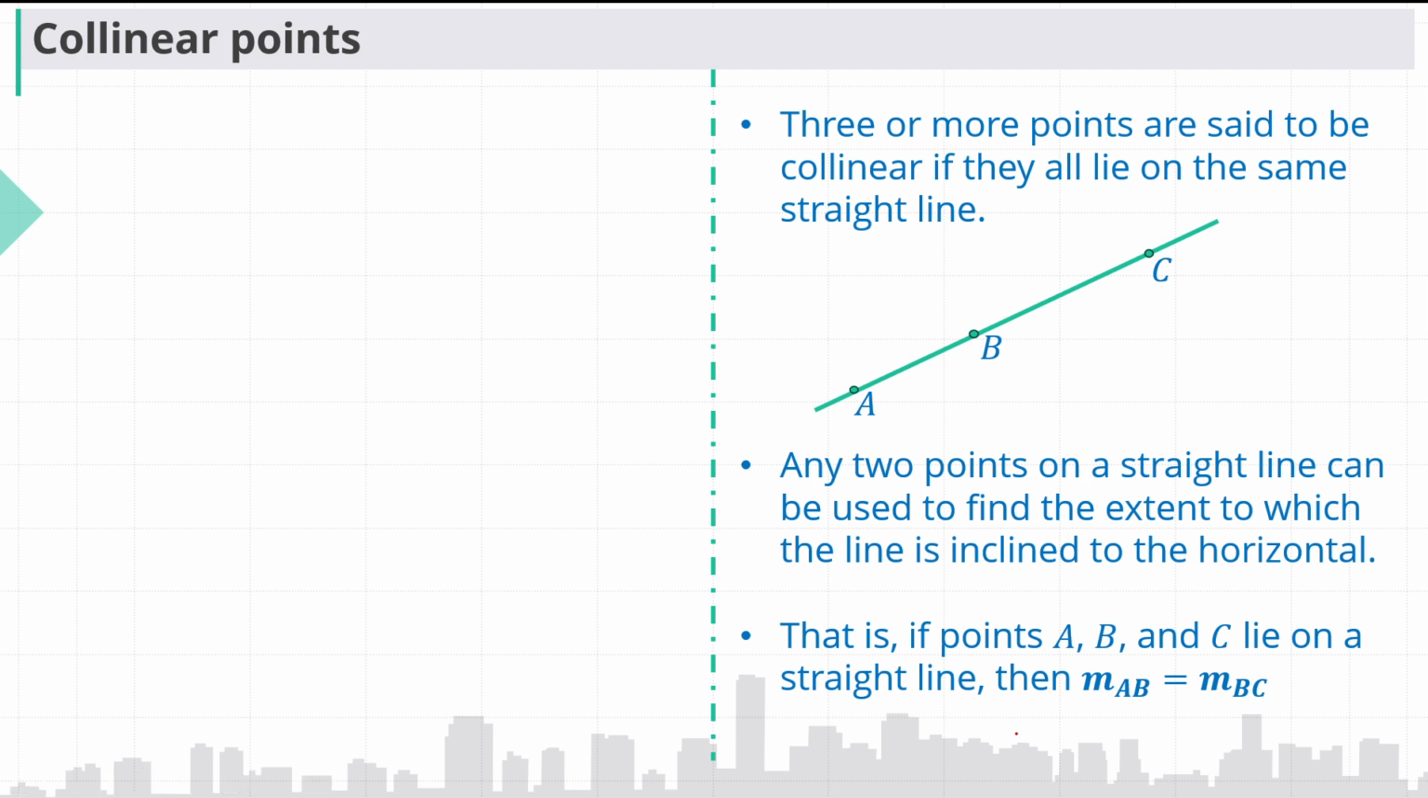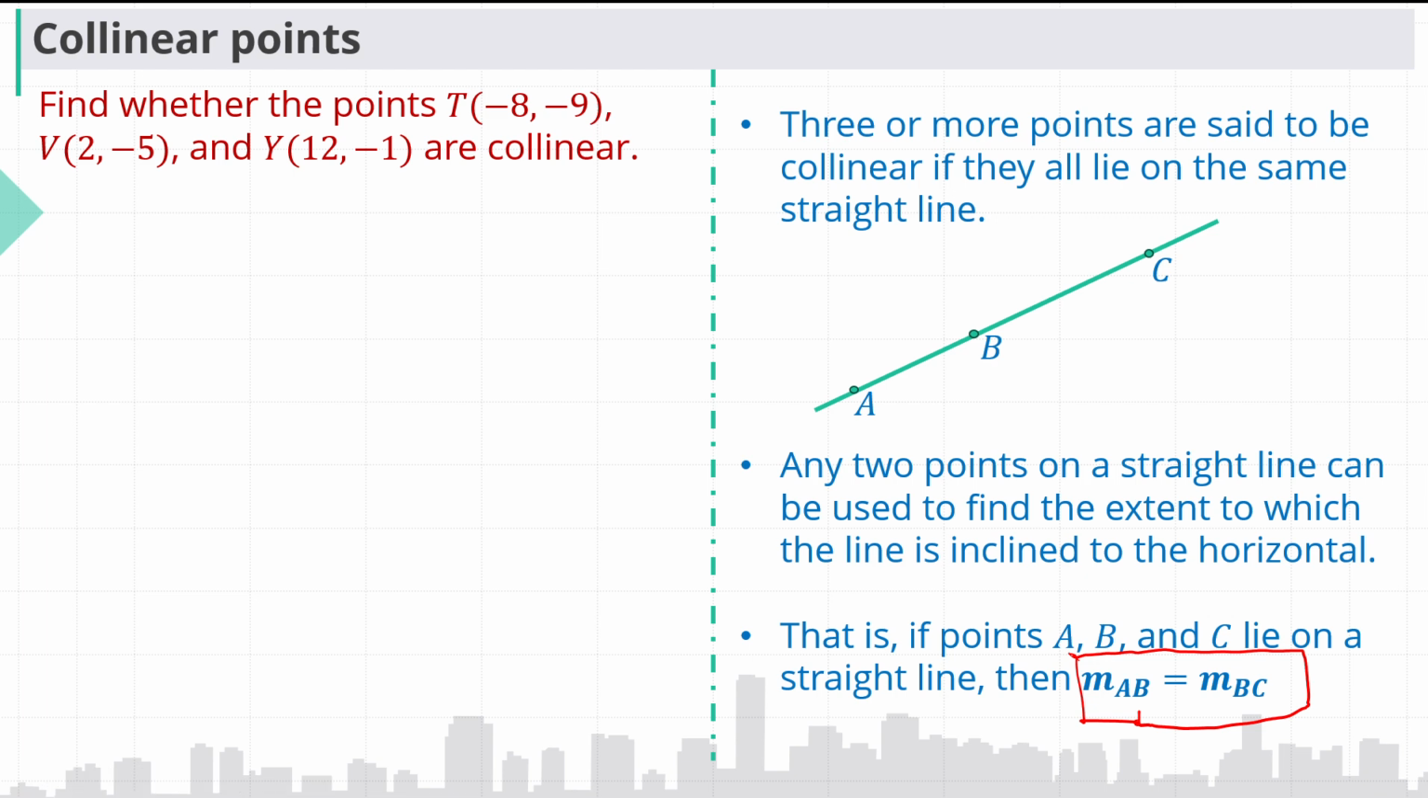This is what we have established so far, that when you use the 2 points A and B to find the gradient, the answer will be the same as when you use the 2 points B and C to find the gradient, because the straight line is inclined to the same angle all through.